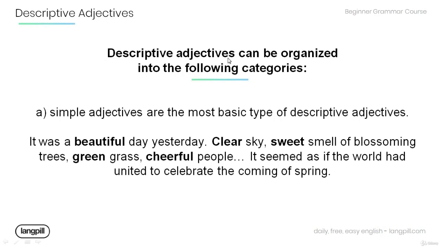Note that descriptive adjectives can be organized into the following categories. A. Simple adjectives are the most basic type of descriptive adjectives. Have a look at the example below. It was a beautiful day yesterday. Clear sky, sweet smell of blossoming trees, green grass, cheerful people. It seemed as if the world had united to celebrate the coming of spring.